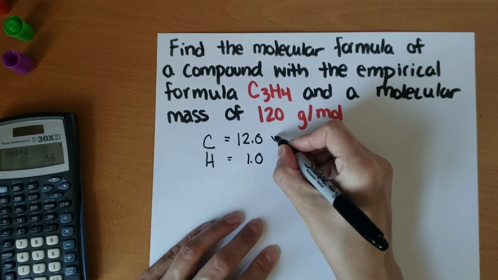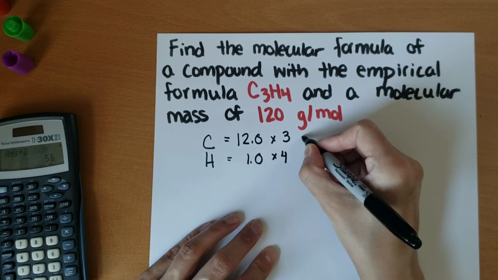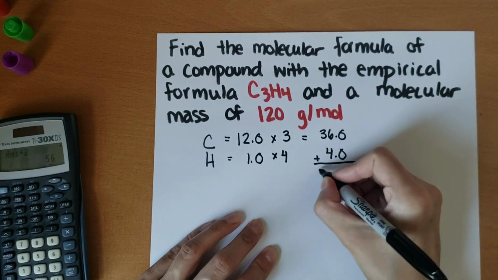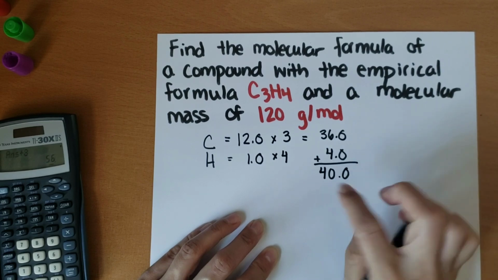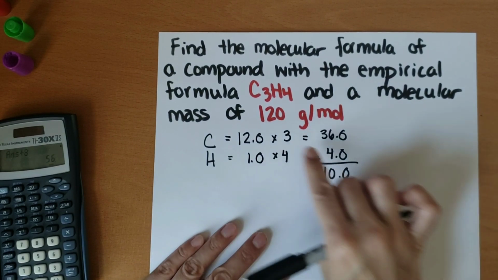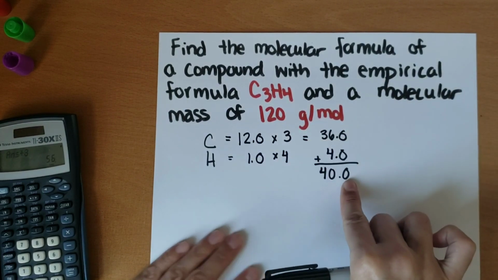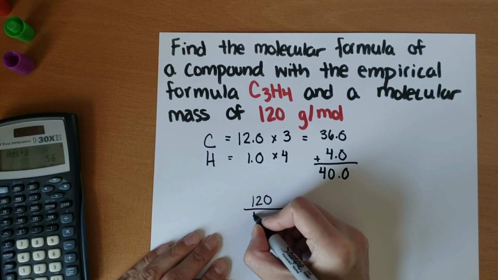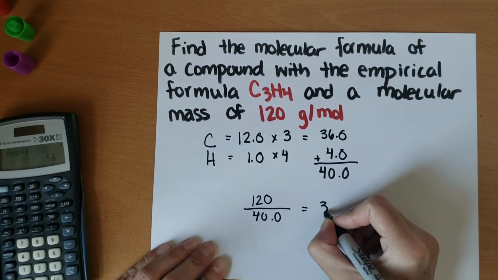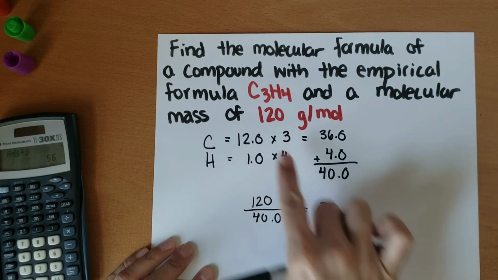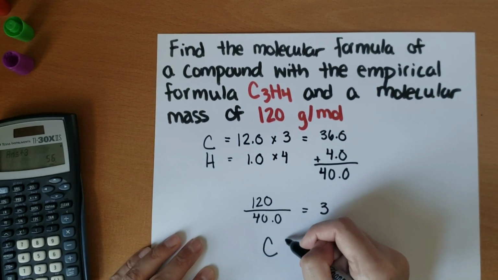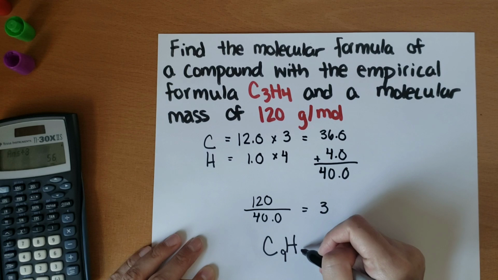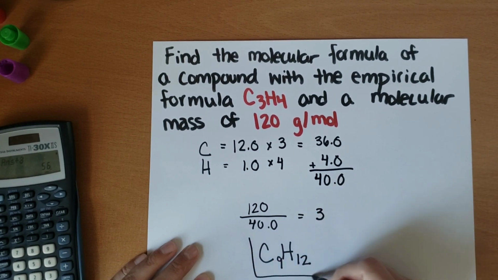Now here I have 3 carbons, so I'm going to multiply by my subscripts. So now I can see that my empirical mass is 40 grams per mole. The second step is to divide the given molecular mass by the empirical mass that you calculated. So that's 120 divided by 40. That would equal 3. And the last step is to take this factor and multiply it through in your empirical formula. So 3 times 3 is 9, and 4 times 3 is 12. So this is my formula.